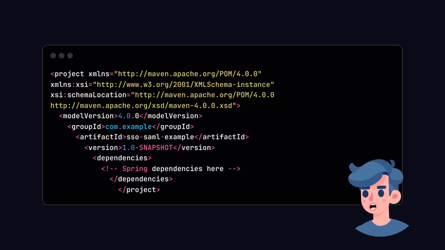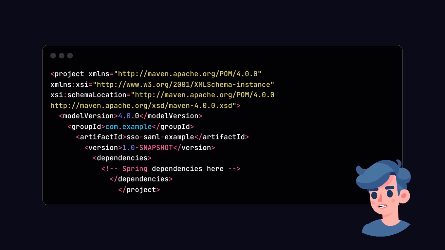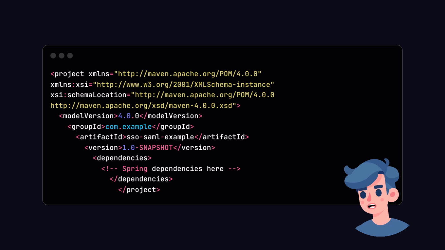Let's start by creating a new Maven project. If you're using an IDE like IntelliJ IDEA or Eclipse, you can easily create a new Maven project through their respective interfaces. Make sure to include the required dependencies in your pom.xml. Don't forget to set up the Spring context, as this is essential for our application to operate correctly.